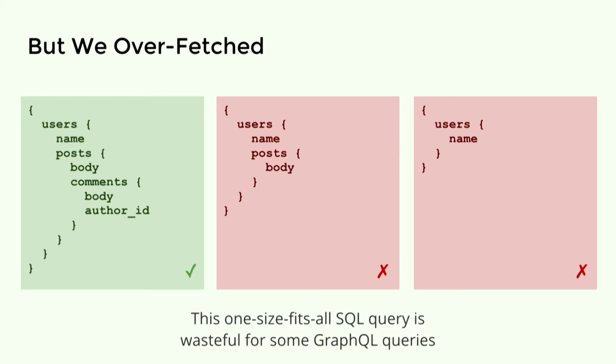But what about this one? They only want the users and the posts. So why would we bother joining on the comments? Worse still, what if they only want users? So it looks like we're getting all these data, and it's a waste because they just don't want that data. So now we have an overfetch problem. We have this one-size-fits-all SQL query that becomes wasteful for some GraphQL queries.